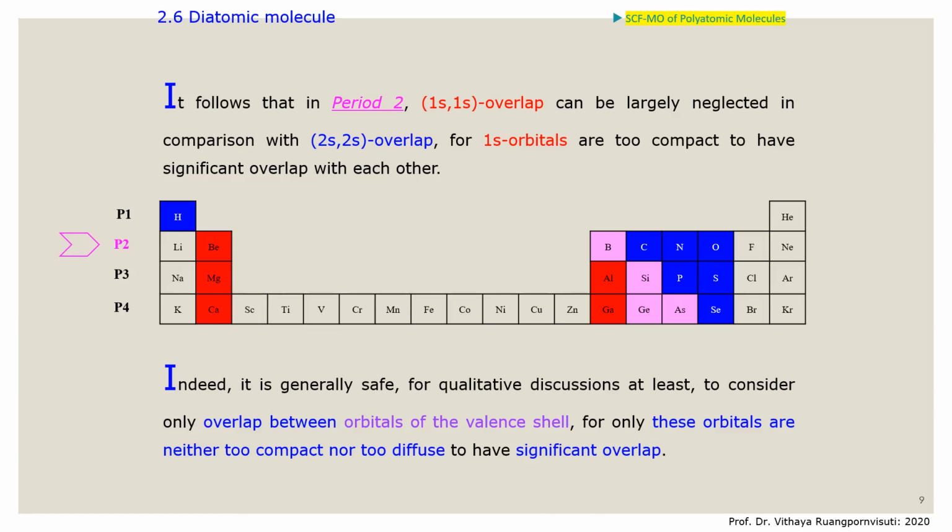Indeed, it is generally safe, for qualitative discussion at least, to consider only overlap between orbitals of the valence shell, for only these orbitals are neither too compact nor too diffuse to have significant overlap.